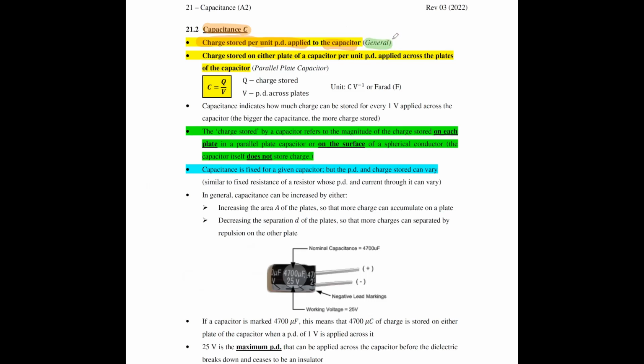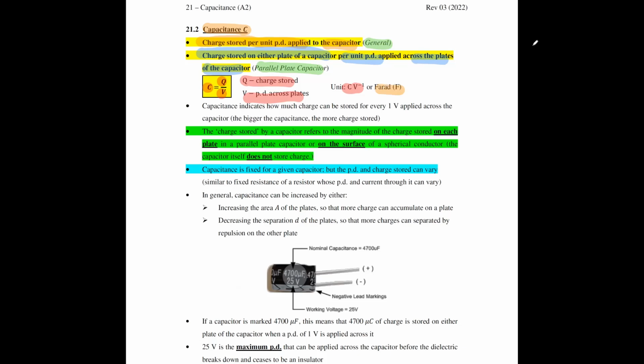But if you are asked to define capacitance of a parallel plate capacitor, your definition will need to be a bit more specific, where you say that it is actually the charge stored on either plate of a capacitor per unit PD applied across the plates of your capacitor. Okay, so from the way your capacitance is defined, if you try to work it out in an equation, it's actually C equals Q over V, where Q is the charge stored and V is the PD across your plates. Now, your capacitance has unit of coulomb per volt, or it has a special unit called farad.